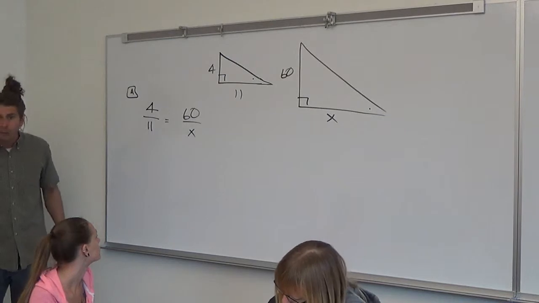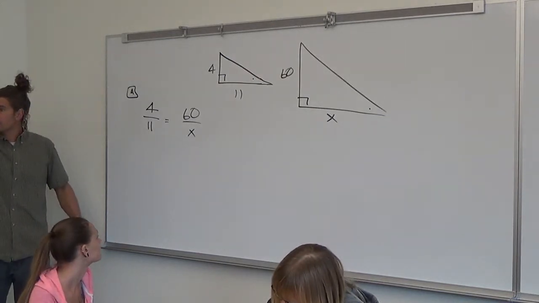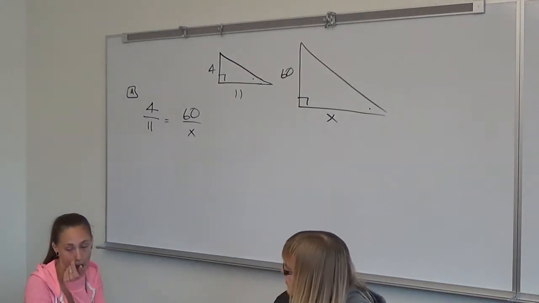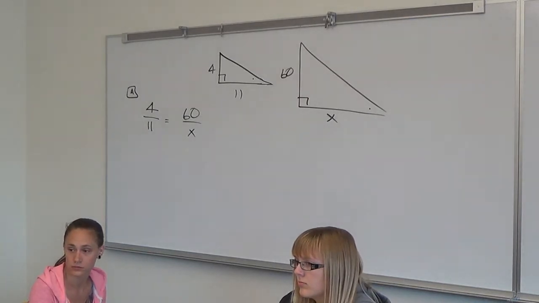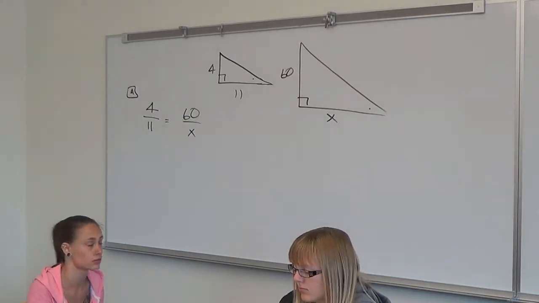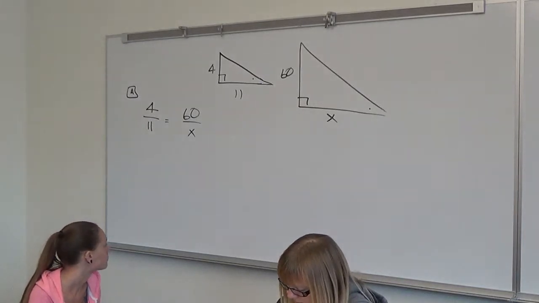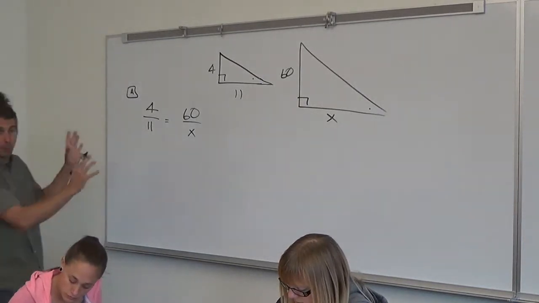Who wants to finish us off? What do you think? Is it Josh? Oh, Josh. Good, Josh. Go. You cross multiply. Tell me what that means. You multiply the X times the 4 and the 11 times the 60. That is absolutely one of the ways to solve. This is called proportion, right?